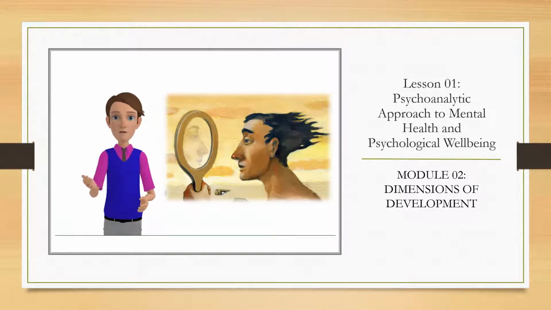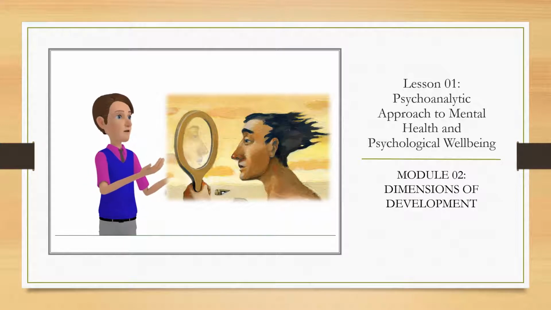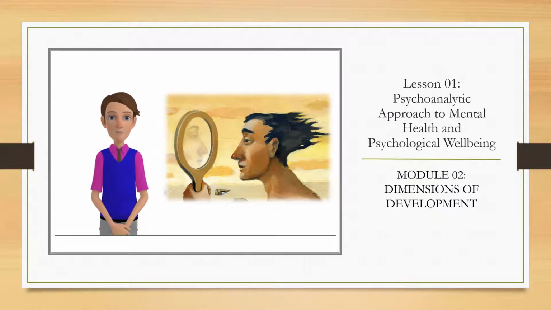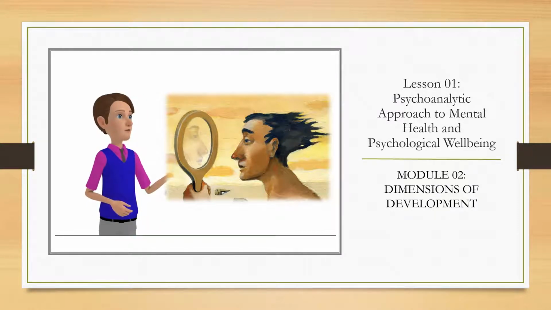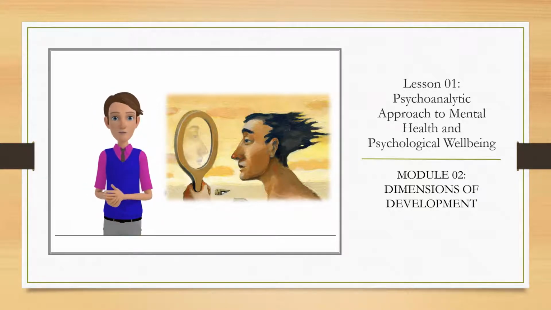Today's discussion is about Module 2, Dimensions of Human Development. Lesson 2: Psychoanalytic Approach to Mental Health and Psychological Well-Being. Psychological well-being and mental health are usually conceptualized as some combination of positive affective states such as happiness and functioning with optimal effectiveness in individual and social life.